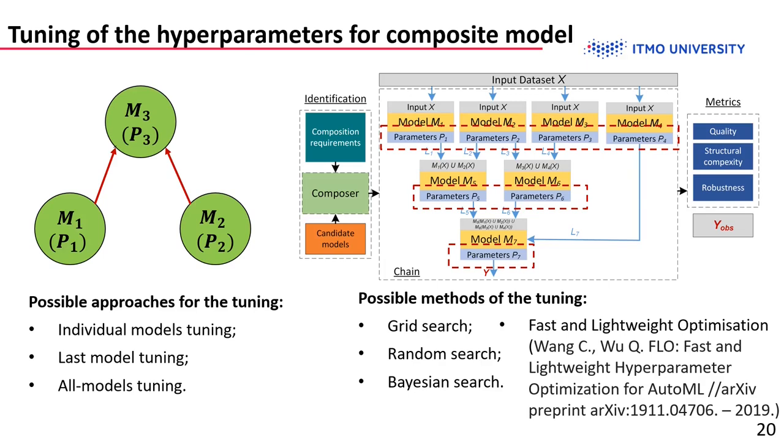Also, different methods of tuning can be used, from the simple grid search to advanced methods, for example, the faster optimization algorithm proposed in the noted paper. But of course, the choice of the method depends on the computational complexity of the model fitting, since if the model is very complex and has a lot of submodels and links, it will be hard to use a complex tuning technique.